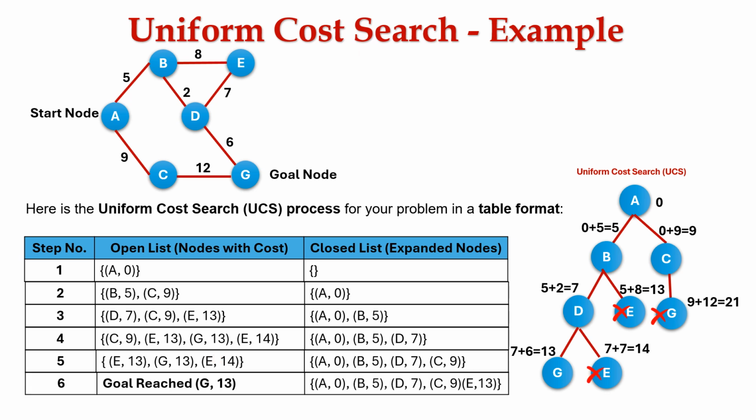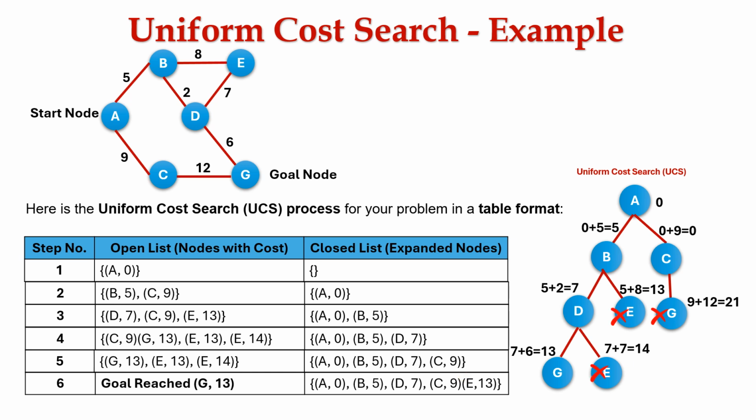Now we have only the node G with cost 13, and that is the goal node which we need to reach in the open list. Since we have expanded the node E, we can move it to the closed list. Finally, we have reached the goal node G with the lowest cost 13 in the open list, and we have visited all the nodes, namely A, B, C, D, and E, and placed in the closed list.